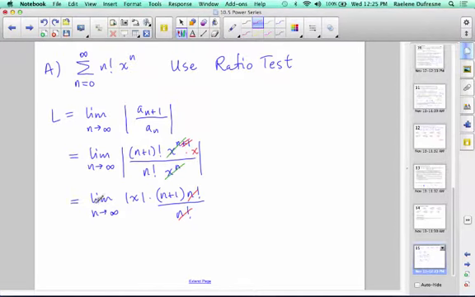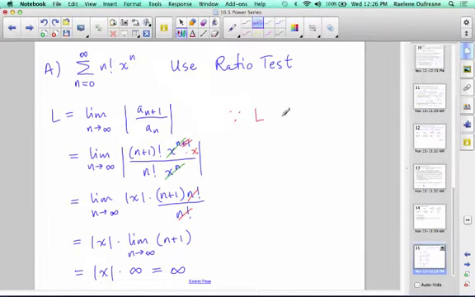Now the variable of the limit, like the variable of the series, is n, and therefore x, while being a variable, is not a variable of the limit, so it is constant and can come in front. And then we take a look at this linear expression. As n approaches infinity, n plus 1 approaches infinity, and we have that the limit is equal to infinity. So by the ratio test, we know that the L value is greater than 1.